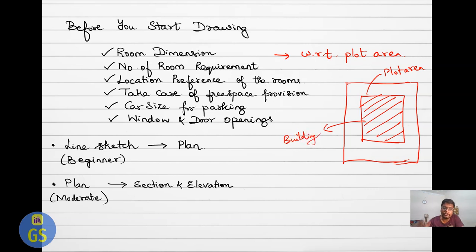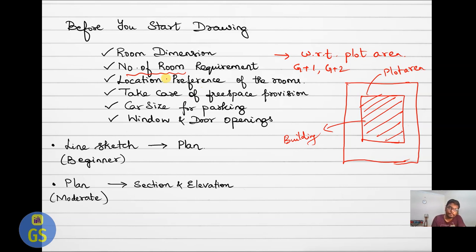So your building is going to be constructed in this built-up area, right? Next, what you want to know is the number of room requirements. How many rooms are required in that particular building or plot area, either G+1 or G+2? It depends on the requirements, and depending on that, you can arrange the number of rooms in that particular area.